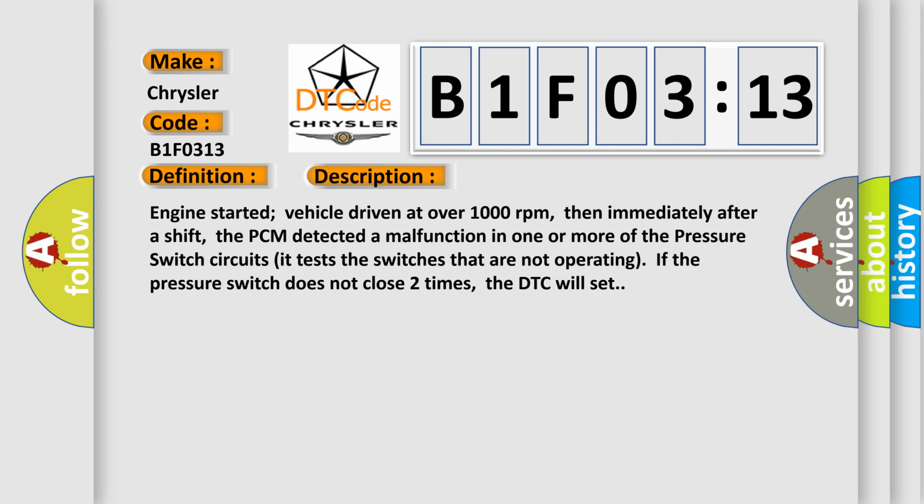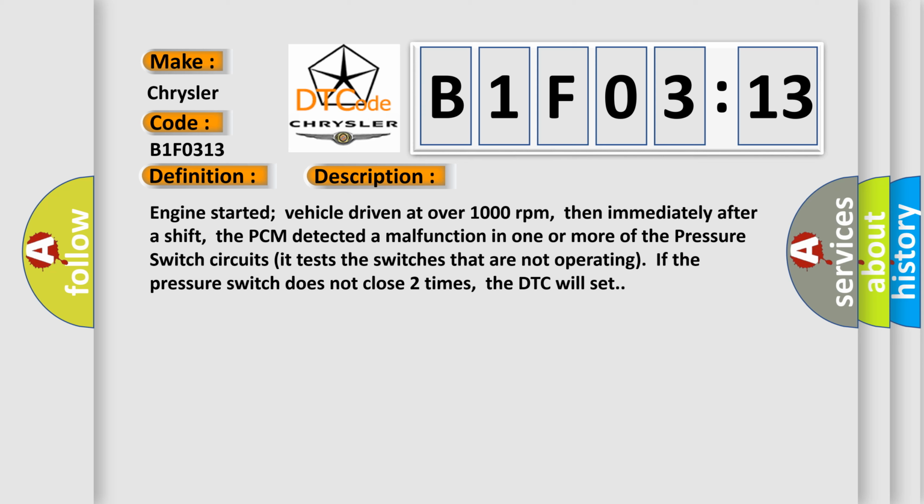Engine started, vehicle driven at over 1000 revolutions per minute, then immediately after a shift, the PCM detected a malfunction in one or more of the pressure switch circuits. It tests the switches that are not operating. If the pressure switch does not close 2 times, the DTC will set.